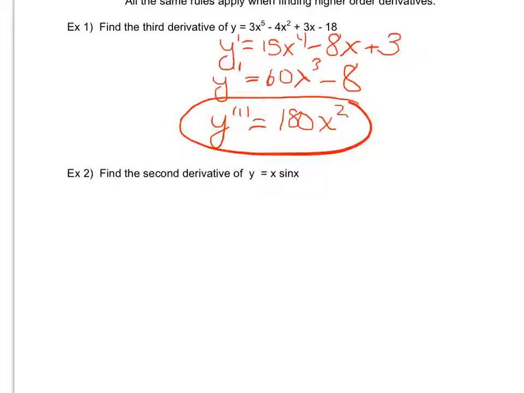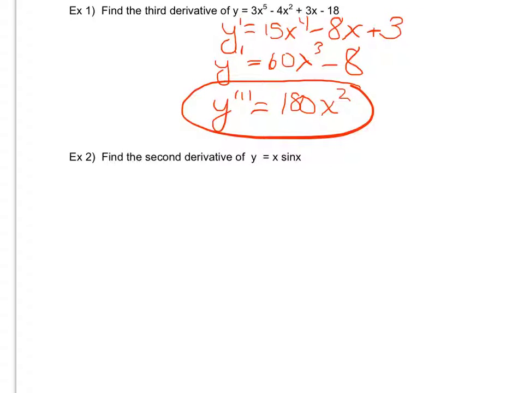Looking at the second example where I find my second derivative. In order to find the second derivative, I have to first find the first derivative. I notice that I have a product here. I have x times sine x, so I'm going to go ahead and use the product rule. I'm going to say that f of x is x, and f prime of x is 1, g of x is sine x, and g prime of x is cosine x.